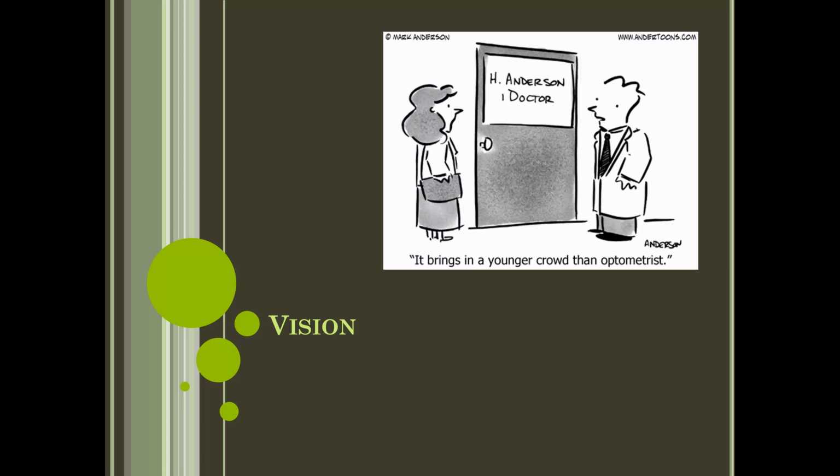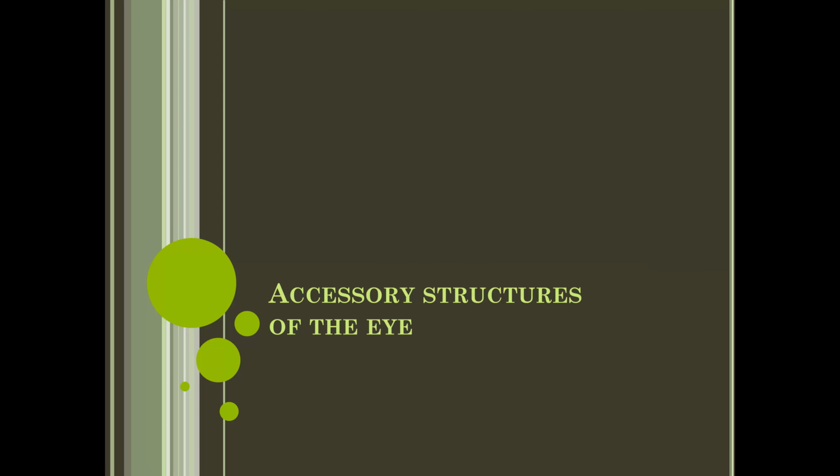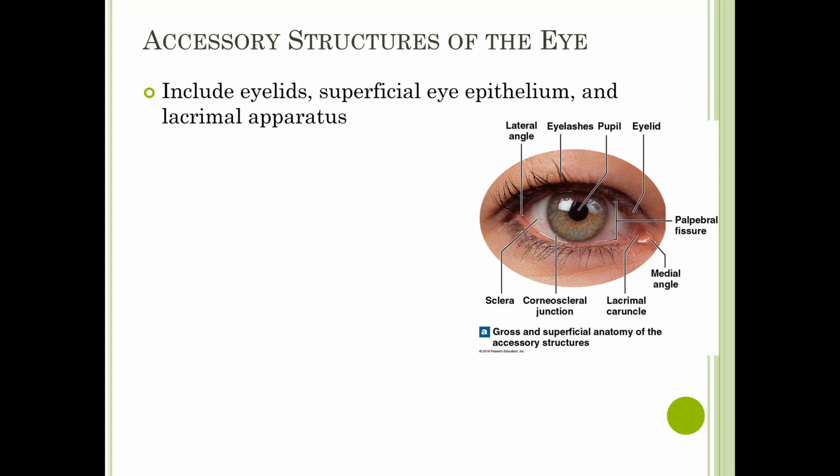So in this section, we're going to start with the information about our vision, but I'm actually going to break this down into some subsections to make it easier for you to navigate when you're going back and reviewing the video. So we're going to start with a section on the accessory structures of the eye. The accessory structures include the eyelids, the superficial eye epithelium, and what we call the lacrimal apparatus, which is involved with tear production and drainage.